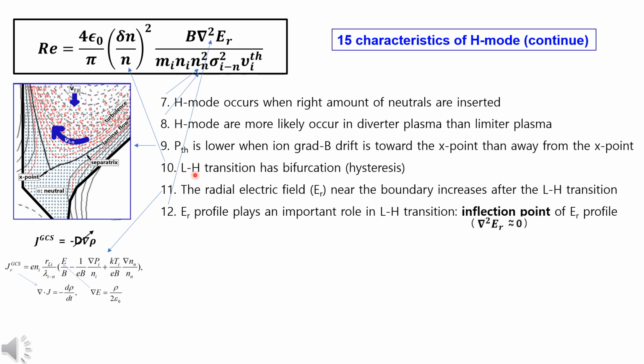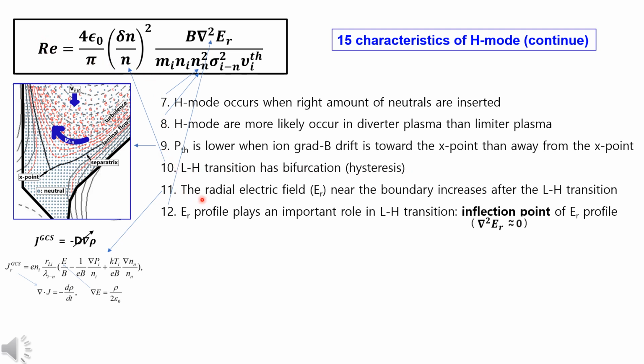Number 10: H mode occurs when the Reynolds number reduces to a critical value. Once the transition happens, the Reynolds number reduces even more as turbulence is reduced, so once the transition occurs it won't go back as it came, which is a hysteresis.